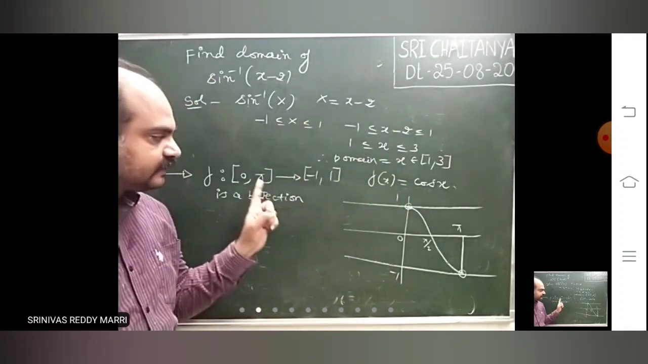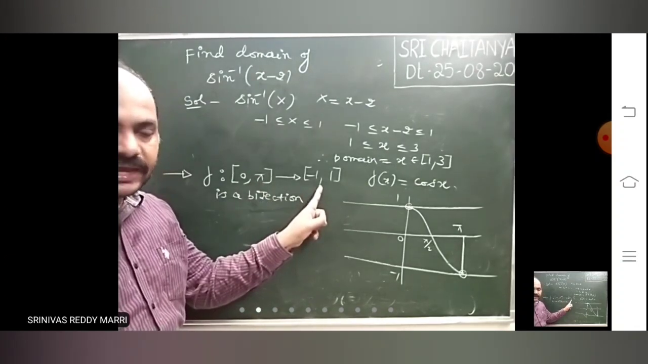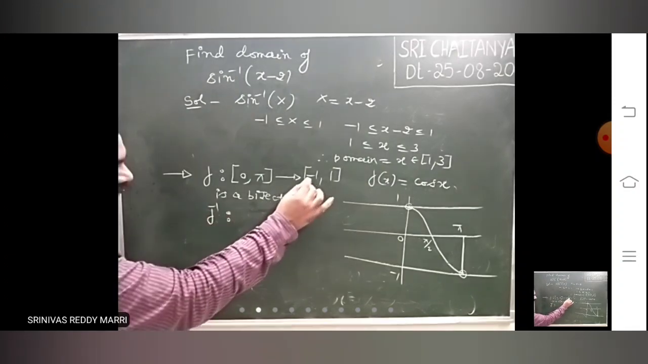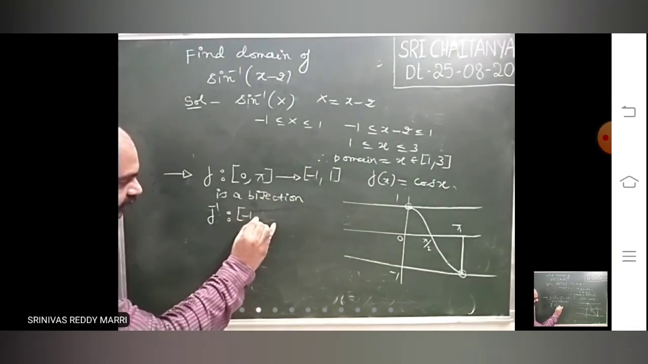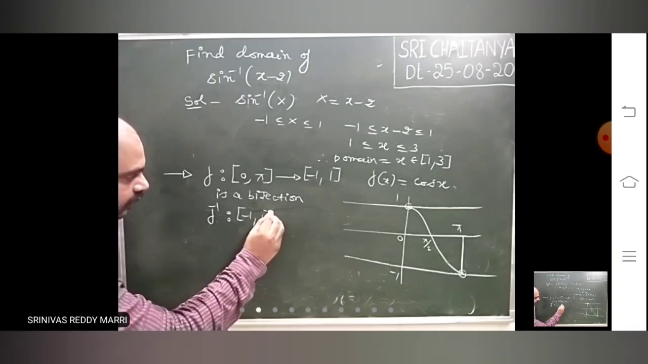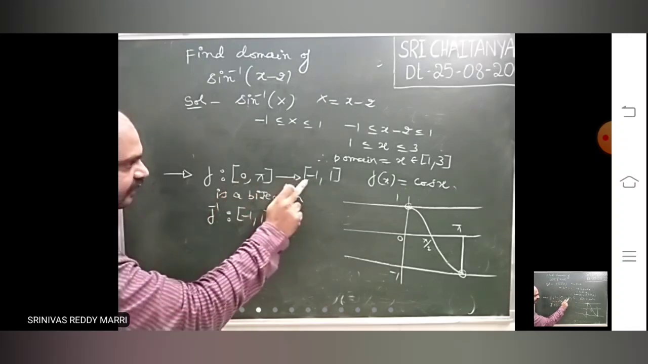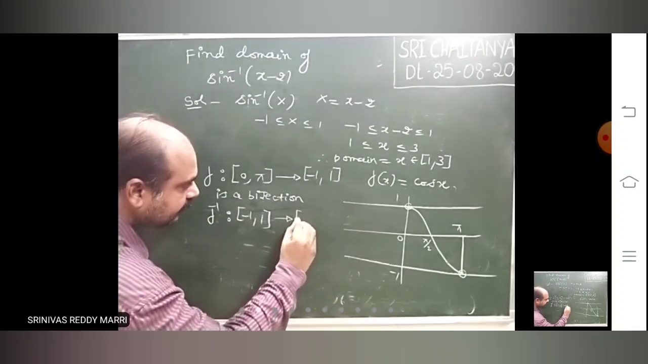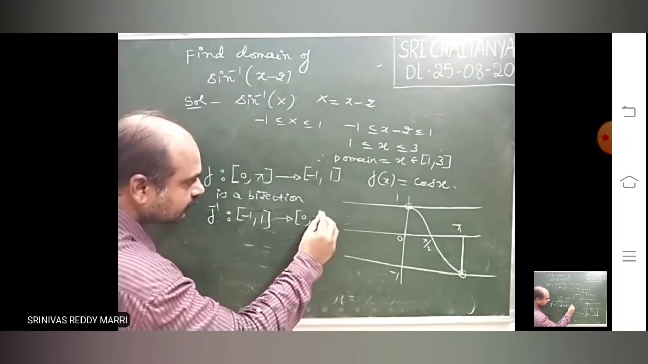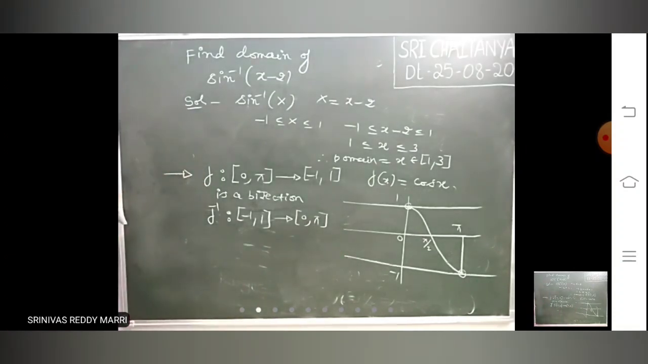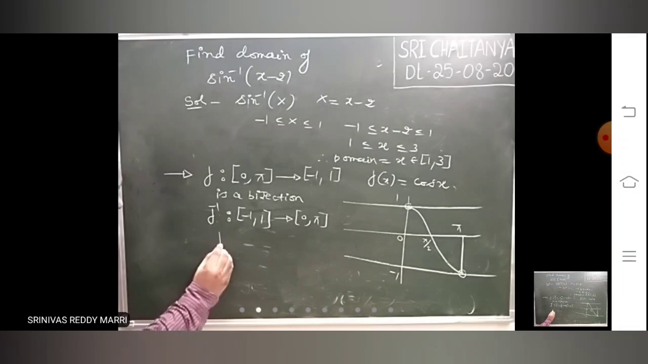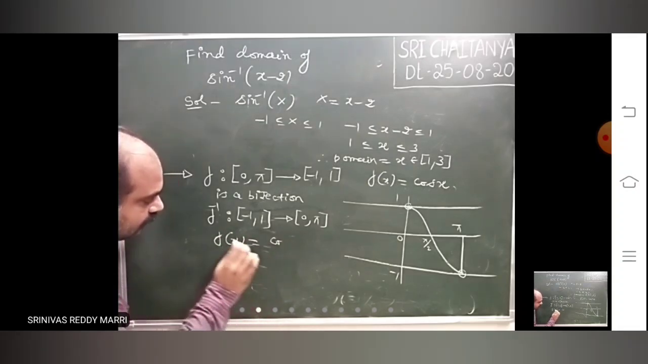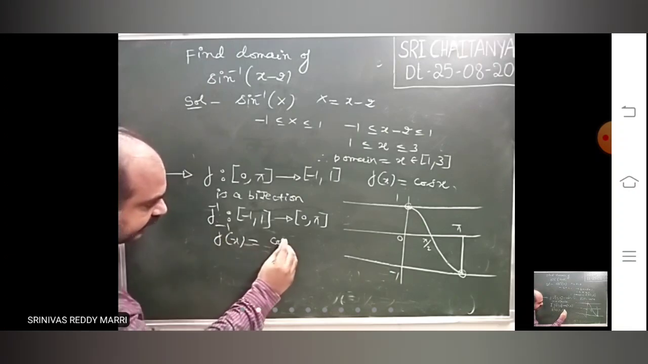Then we can define the inverse function. This is A to B. Then f inverse: the domain will be -1 to 1, and f inverse is from B to A, that is 0 to pi. We will define a function that is called cos inverse x. This is called f inverse x.